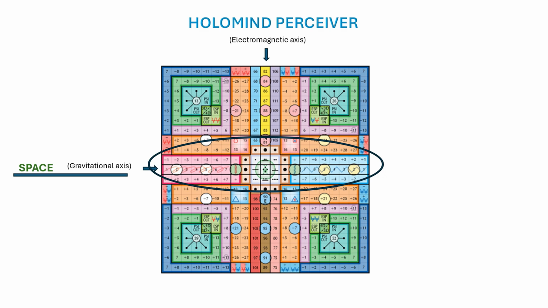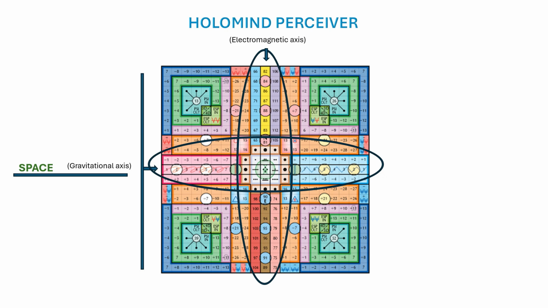Now what we're going to do is look at the vertical part of the Holomind perceiver that goes from the 7th time dimension, following the highlighter, 7th mental sphere, through the 9th time dimension, 7th mental sphere, down to the 8th time dimension, 7th mental sphere. But let's just make note also that the electromagnetic axis represents time.